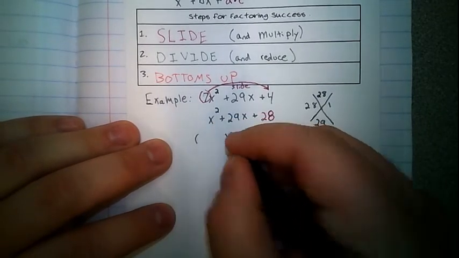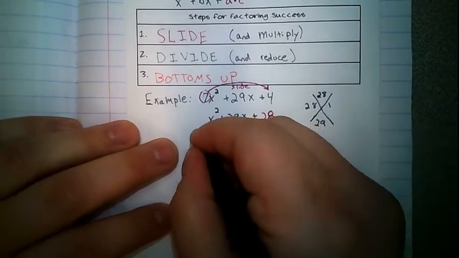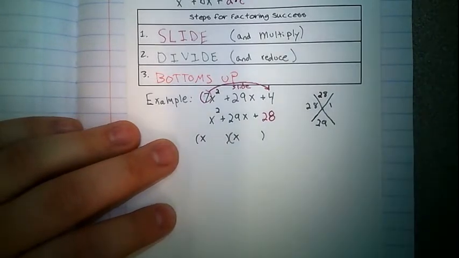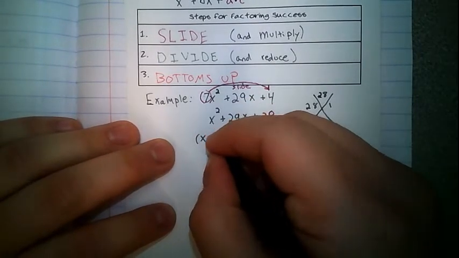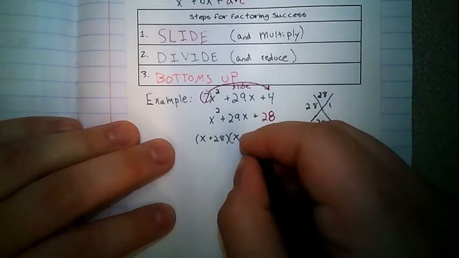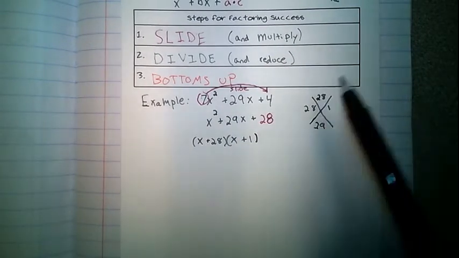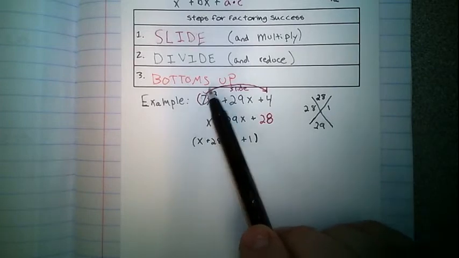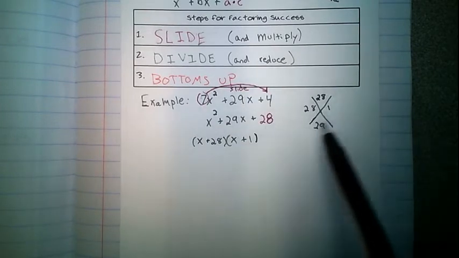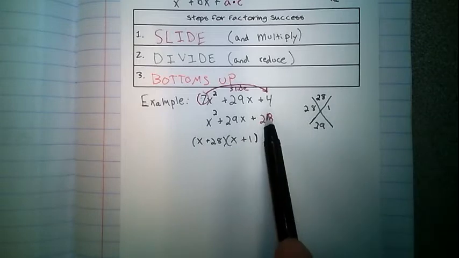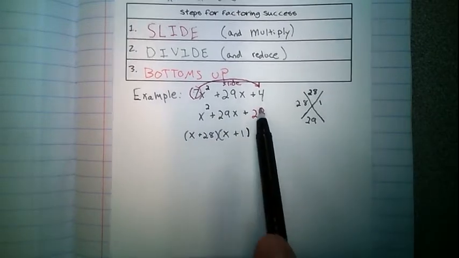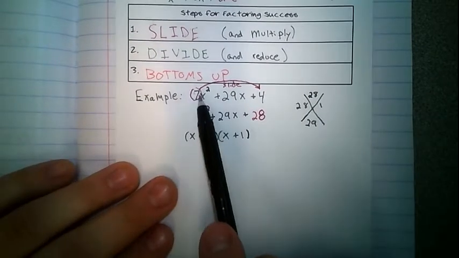So we set up our parentheses. X is my variable, plus 28, and plus 1. But I'm not done quite yet. I multiplied 7 by 4 to get 28, and then I did an X puzzle. That X puzzle solved this factoring problem, but I need this one.